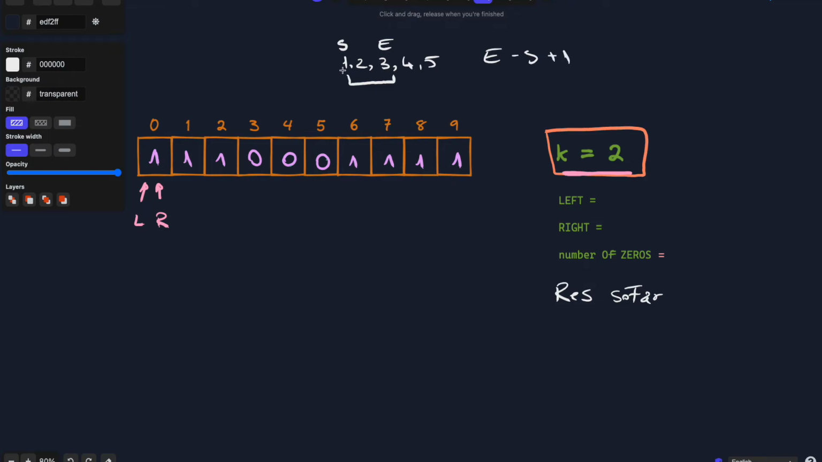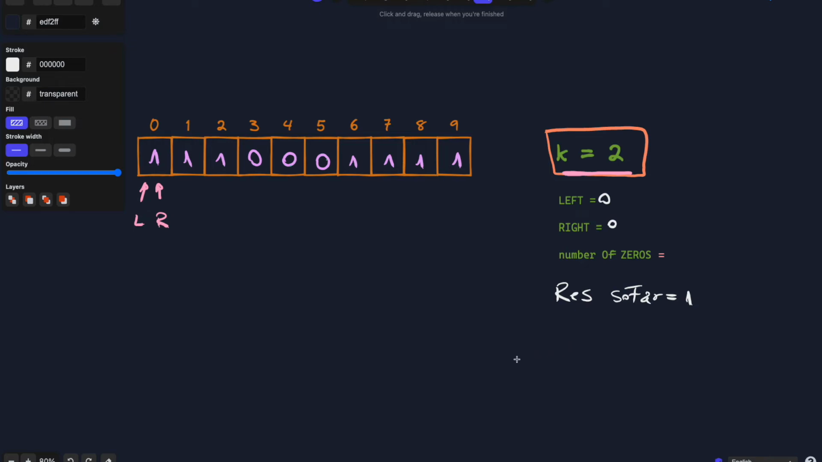That will give us 3 minus 1 plus 1. That will give us the length of 3. So we have our result so far, which is equal to right minus left plus 1. Both left and right start at 0, so our result so far is 1.